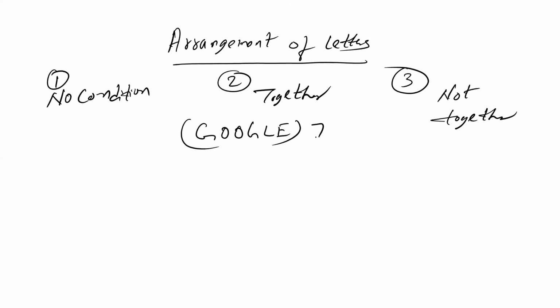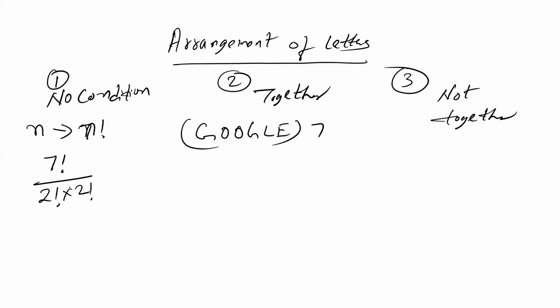No condition means maximum how many words you can form of a 7-letter word using the letters of GOOGLE. Doesn't matter with the meaning. It could be in any position, but maximum how many words you can form. So n letters will be n factorial. So Google has 7 letters, 7 factorial, divided by repetitions. 2O is repeating, so 2 factorial, into repetition of 2G, 2 factorial.